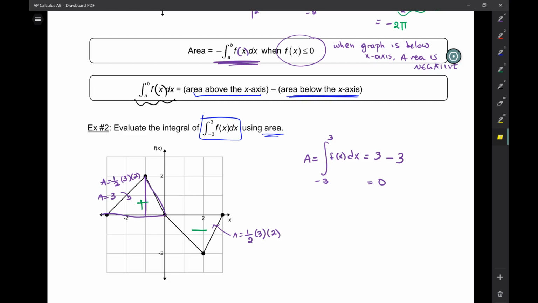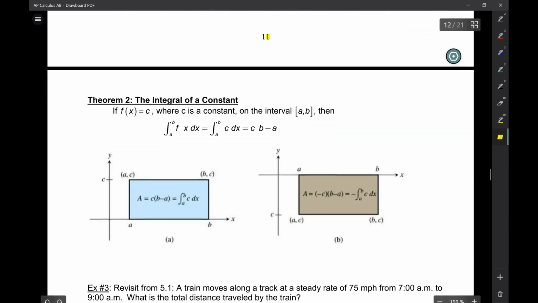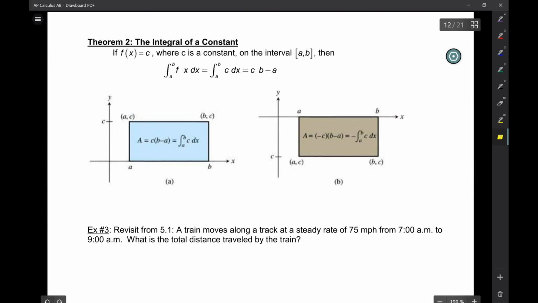And we are going to move on today to this theorem, which says how to find the integral of a constant. So by now, just like we did before, when I said derivative, what does that mean? Slope. When I say integral, what does that mean? Area. Okay, so integral just means area. Now, what does constant mean? Constant is like f of x is equal to some number.